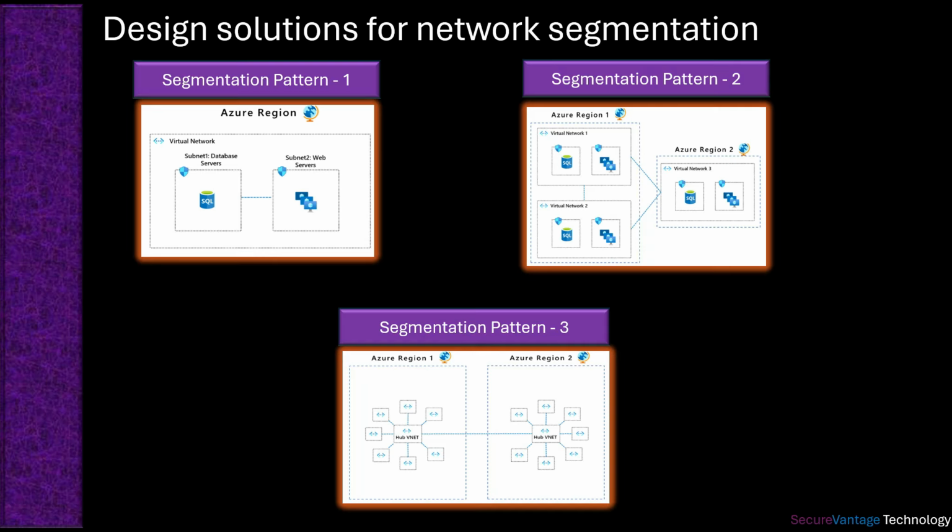By leveraging Azure's robust segmentation features and applying the appropriate patterns, you can design a network that is both secure and scalable. Whether you are working with a single virtual network, multiple virtual networks, or a hub and spoke model, Azure provides the tools necessary to maintain isolation, control traffic, and ensure compliance. As you implement these solutions, remember that effective network segmentation is key to protecting your resources and maintaining a strong security posture in the cloud.